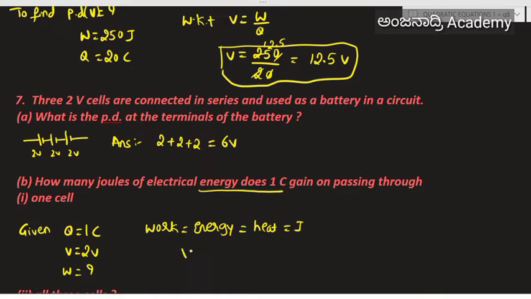We know that potential difference V is equal to W by Q. V is given as 2 volt, and work we have to calculate, and Q is given as 1. Therefore W is equal to 2 into 1, that is 2 joule is the answer for the given question.